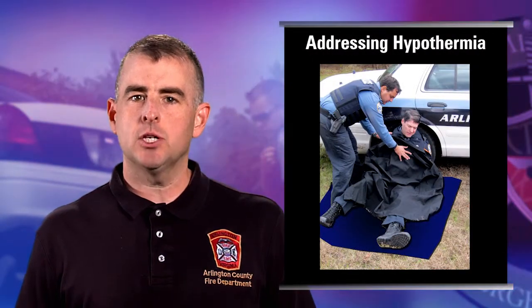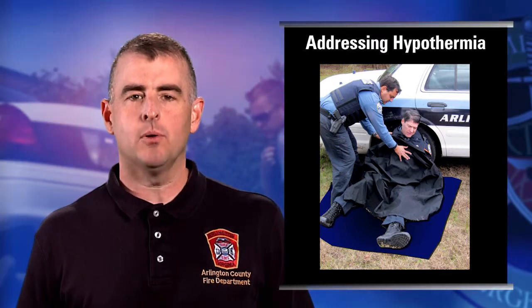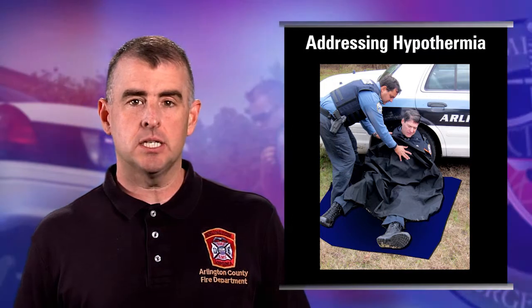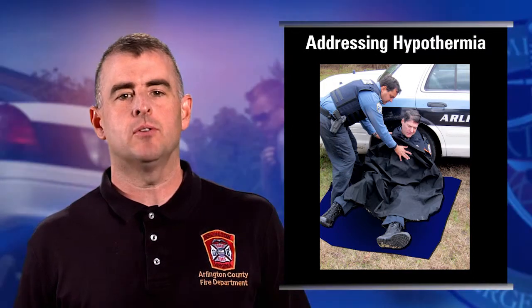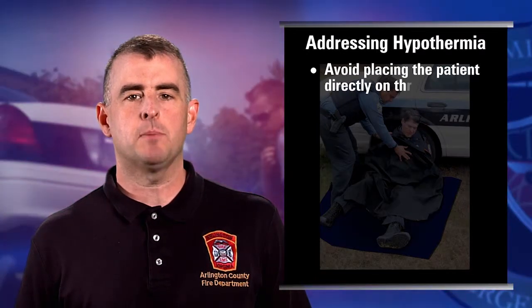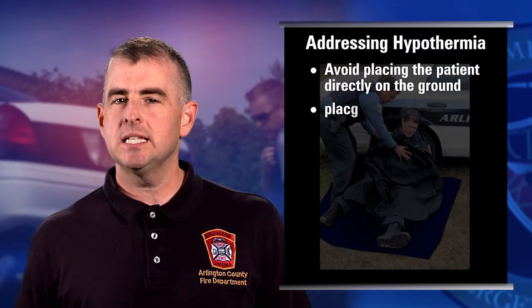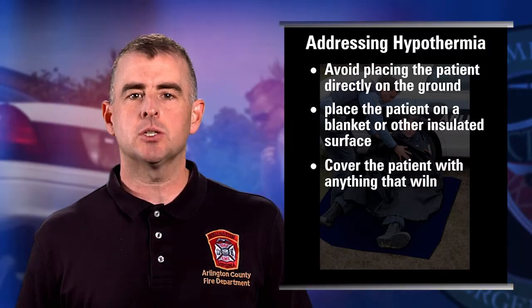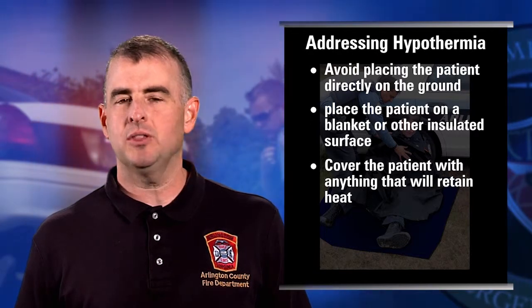Casualties with traumatic injury are physiologically less able to maintain normal body temperature, and even small decreases in body temperature will decrease the chance of survival. Techniques to prevent hypothermia include minimizing exposure to the elements as much as possible. Try to avoid placing the casualty directly on the ground. Place them on a blanket or other insulated surface and cover the casualty with anything that will retain heat.